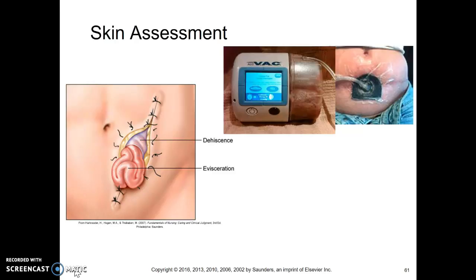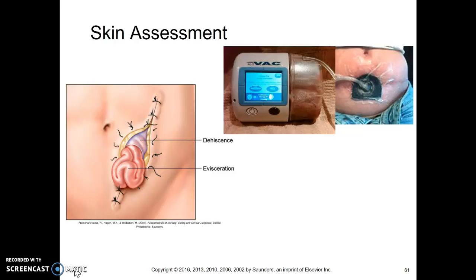You can see with dehiscence, the incision is open, but it's more the upper layers of the skin, and not all the way to where the bowel is exposed. Evisceration is when the bowel actually comes through the skin.